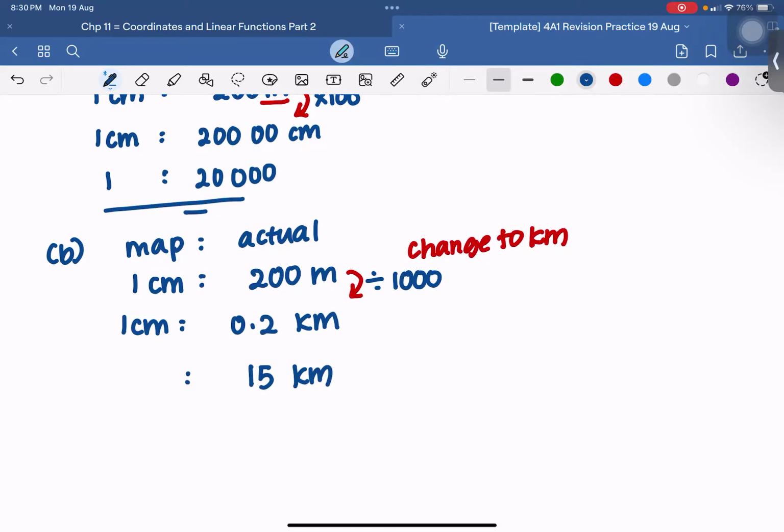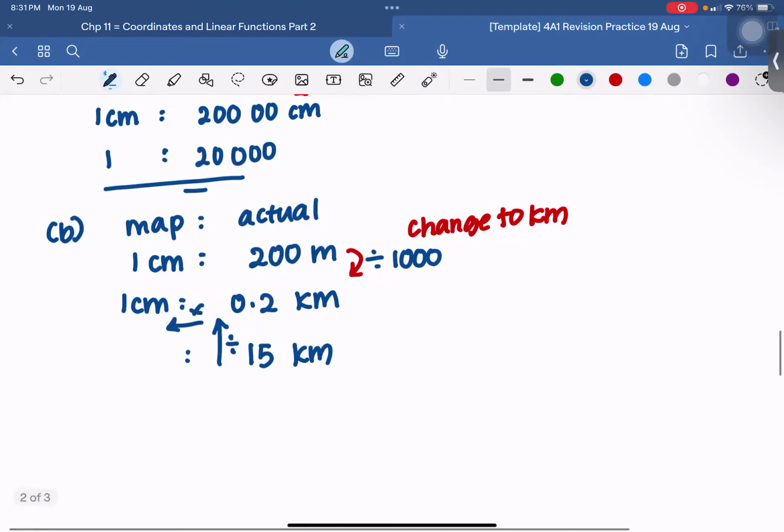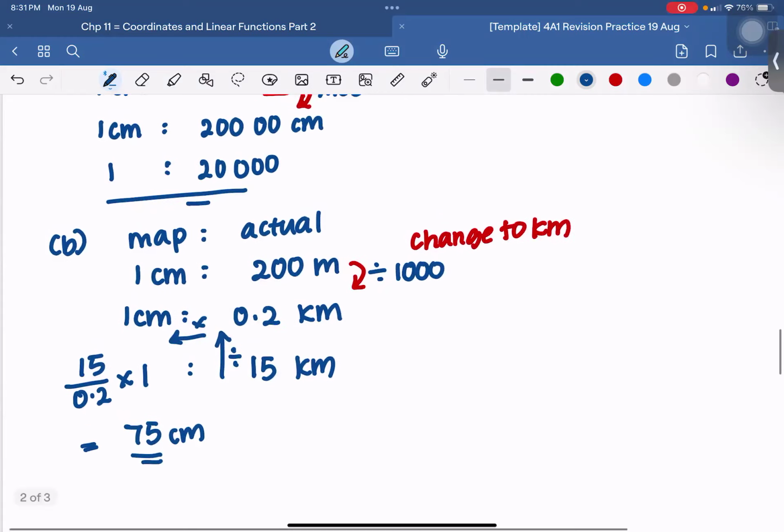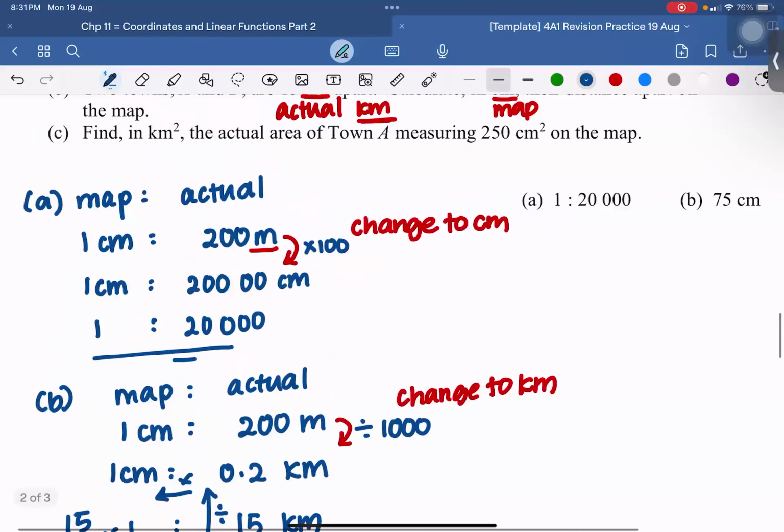Okay, what's the working that I will usually do? Divide by 0.2, then times 1. Correct. Okay, this times is just whatever that number. Sometimes it may not be 1, then I just use it. So 15 divided by 0.2 times whatever number that's there, 1. So 15 divided by 0.2 gives me the answer 75 cm. Answer. Okay, so now we got this answer already. Should be okay, right? Let's do the next part.